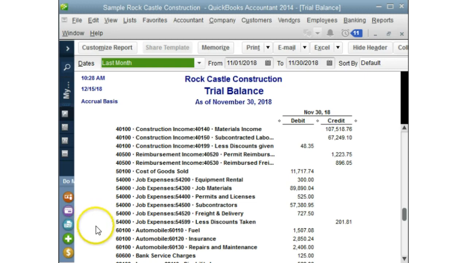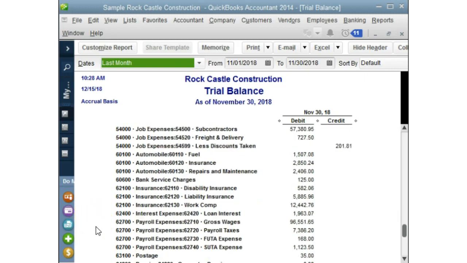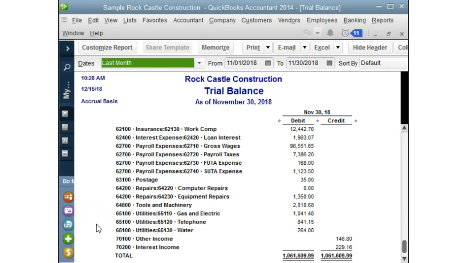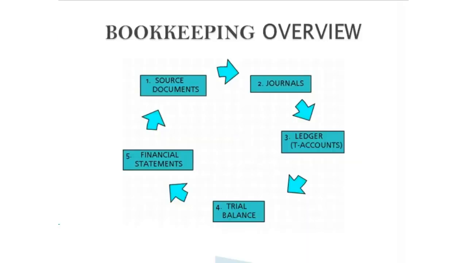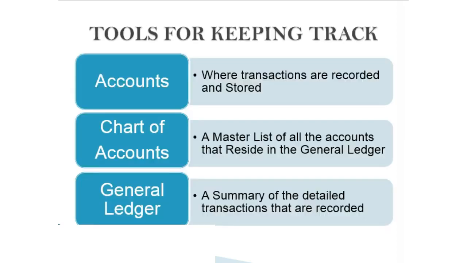From this list, QuickBooks will then create your financial statements, which is the profit and loss, and balance sheet. As you can see, bookkeeping provides a system according to the rules of accounting to capture and keep track of everything that goes on in your business. Now let's take a look at what we need to keep track.